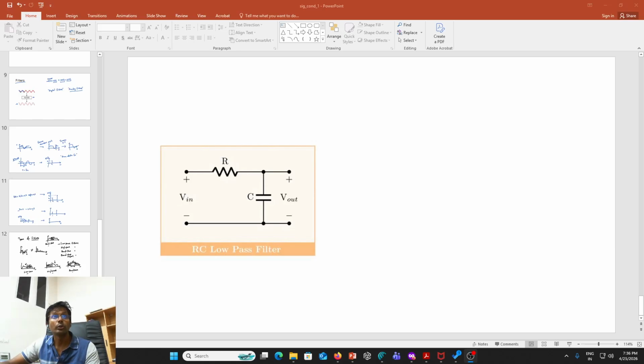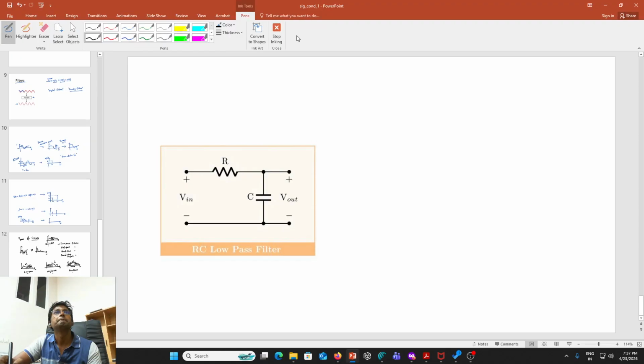Okay, this is the circuit for low pass filters. So this is the input signal. It's not a DC current or DC voltage. With respect to time, the voltage is changing.